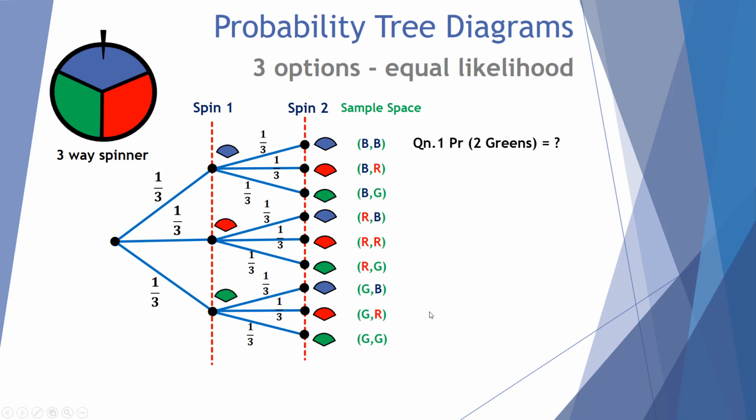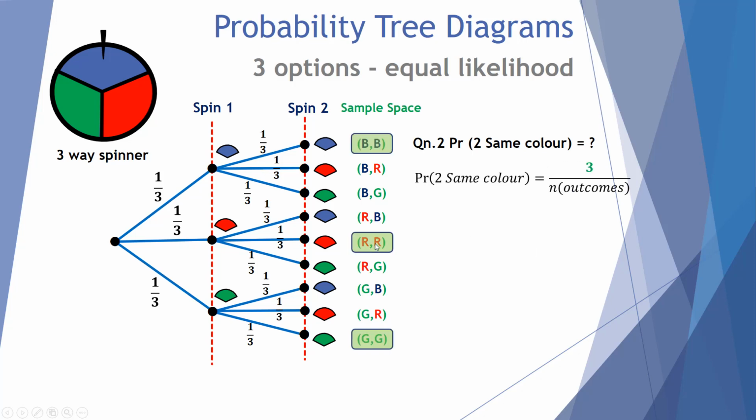So the questions we could be given. Example number 1. What's the probability of 2 greens? Well, we can see here that I've got 1 double green out of a possible 9 outcomes. So it's a 1 in 9 chance. What's the probability of 2 of the same color? So you can see that I've got 2 blues, 2 reds, 2 greens. That's 3 particular outcomes out of a total of 9. So that gives me a 1 on 3 or a third probability.